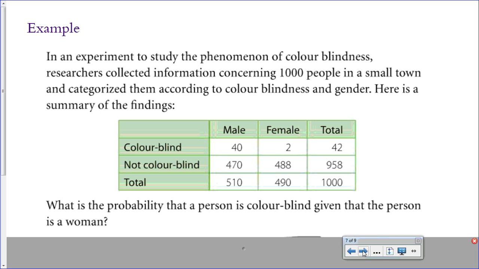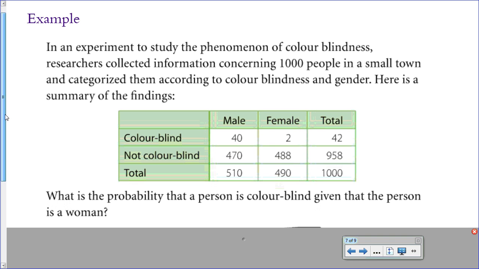In an experiment to study color blindness, we have some data. So statistics being pulled from data can be a slightly different approach. It's actually a little easier, I think. So for example, what's the probability that a person is colorblind in this story, given that the person is a woman? So the way I tend to think about this is I look to the condition first, so given that the person is a woman.